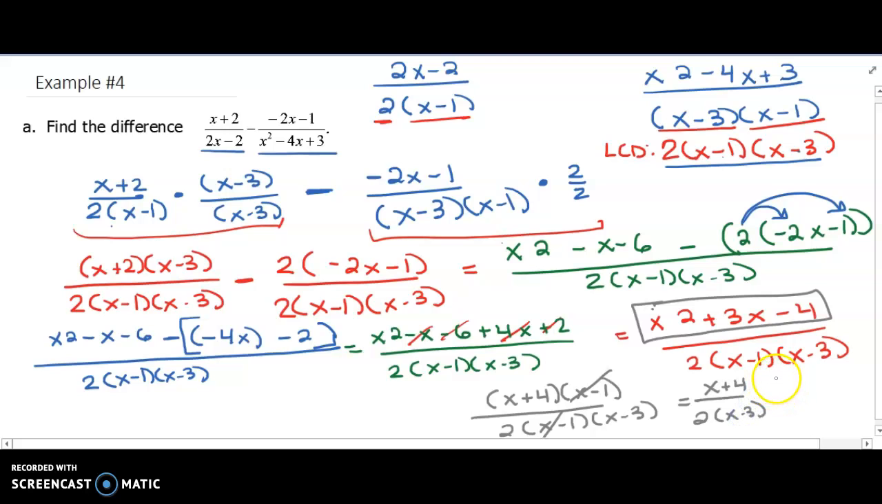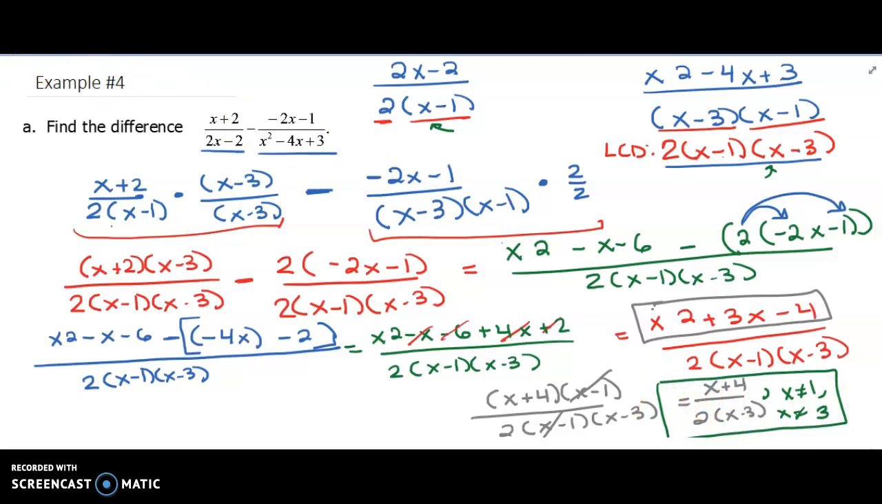That is it. Now, I do need to restrict my domain. So anywhere along the way, I would have a denominator of 0, I have to restrict. So right here, my x can't equal 1. My x can't equal 3. And that's it. So this would be my overall final answer.